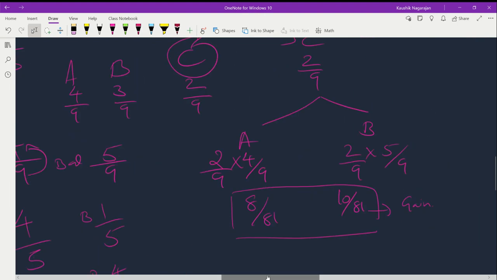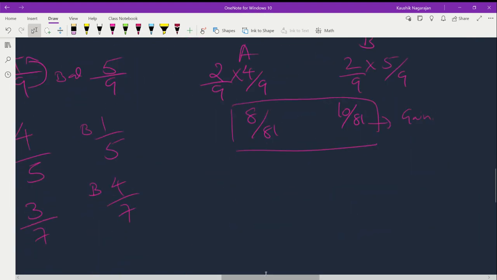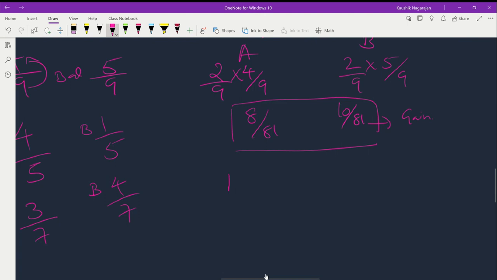So for A, first let me calculate it. 4 by 9 is the old ratio. Okay, for A, 4 by 9. So NPSR is nothing but the old ratio plus the gain.